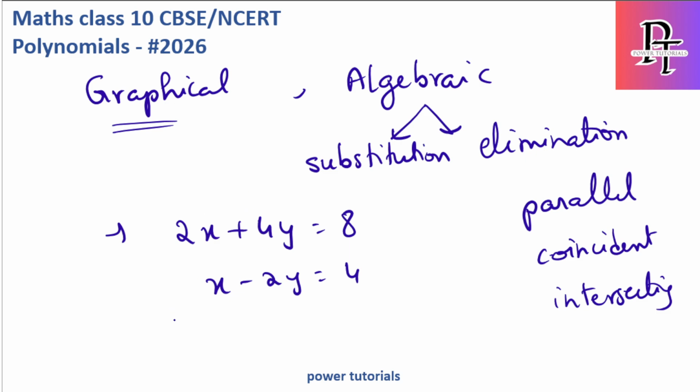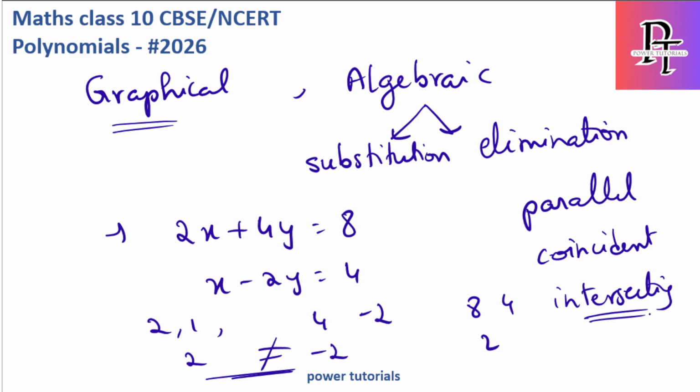Okay, let's see if it is intersecting, coincident or parallel. a1 by a2. a1 is 2, a2 is 1, b1 is 4, b2 is minus 2, c1 is 8, c2 is 4. What is a1 by a2? Here it is 2, here it is minus 2, and here it is 2. So a1 by a2 is not equal to b1 by b2, hence it is the case of intersecting.